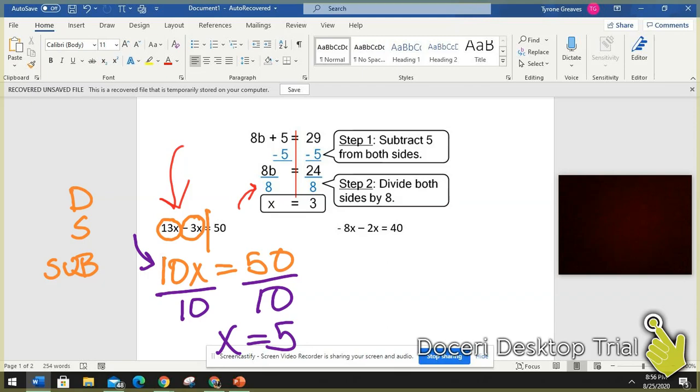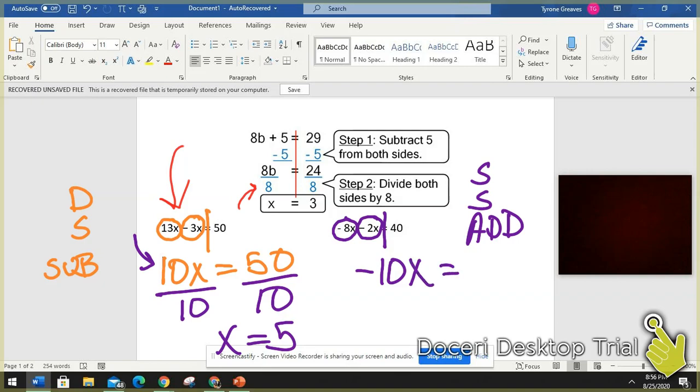Let's look at the next example. Do we have to combine any like terms? On the left side, we have two terms. The first one is negative 8x. The second one is negative 2x. They are like terms because they share the same variable with the same exponent. They have the same sign, so with the same sign, we add. The negative 8 and the negative 2 make negative 10x, equaling 40. So now we're done with combining like terms.